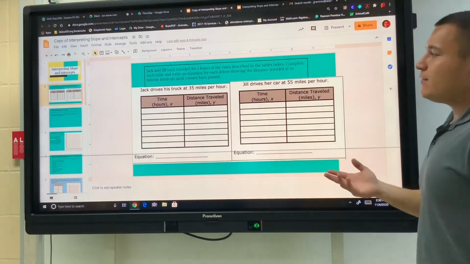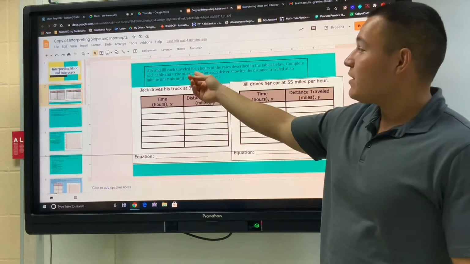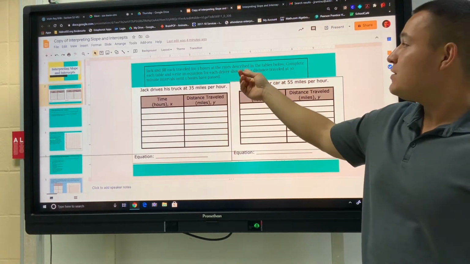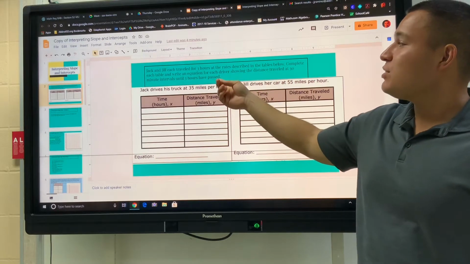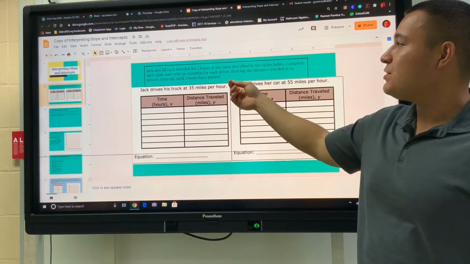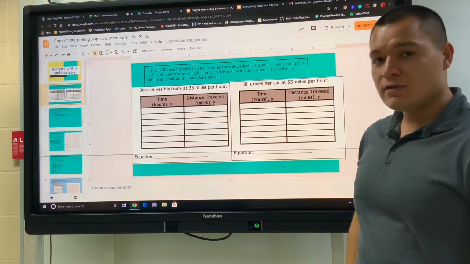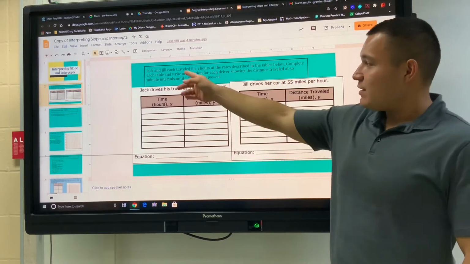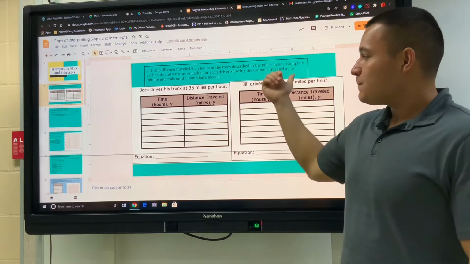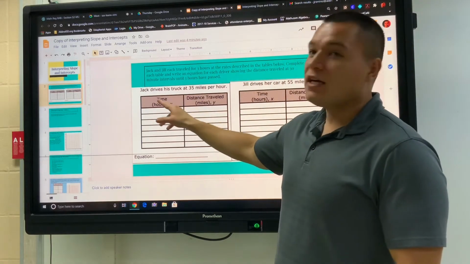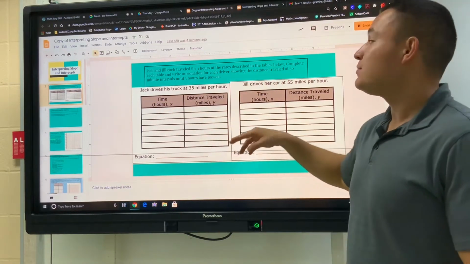Starting off, we have this situation. Jack and Jill are traveling for 3 hours at rates described in these tables. Complete each table and write an equation for the driver showing the distance traveled at 30-minute intervals. The important part is that we're going to use 30-minute intervals and the time is being measured in hours.